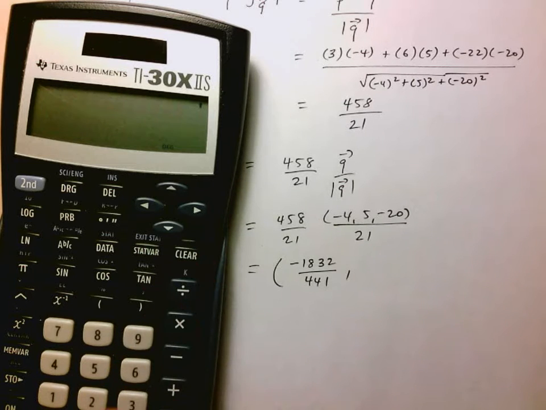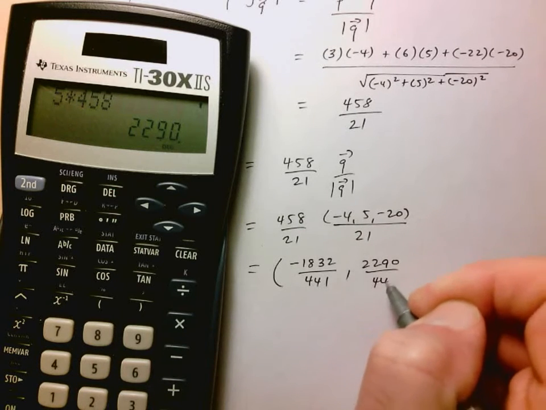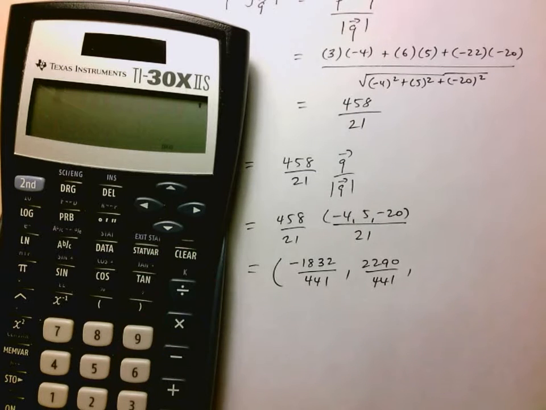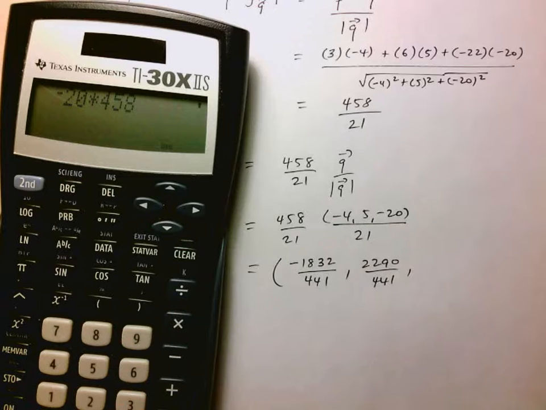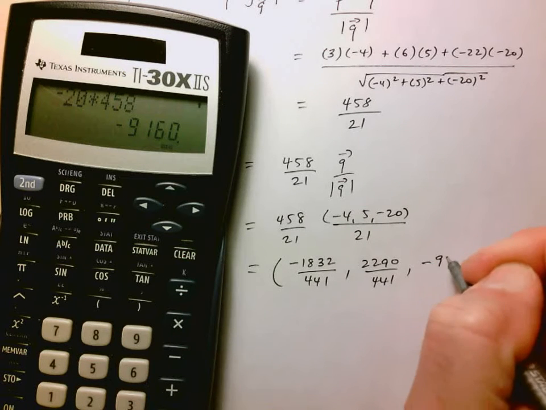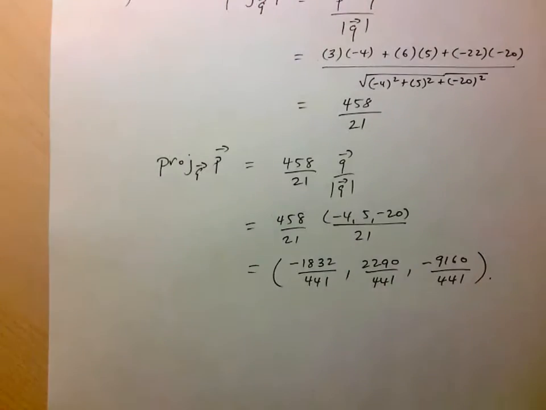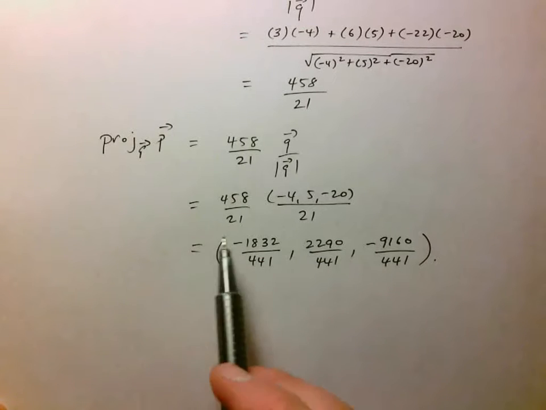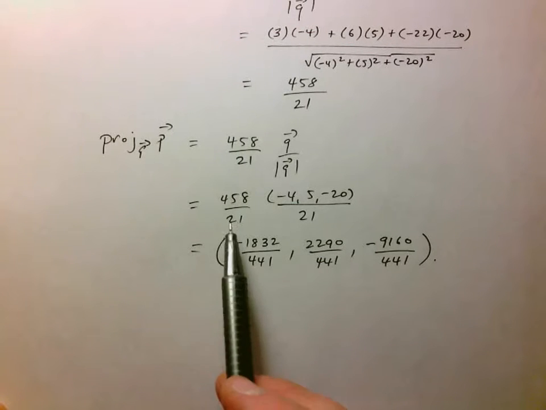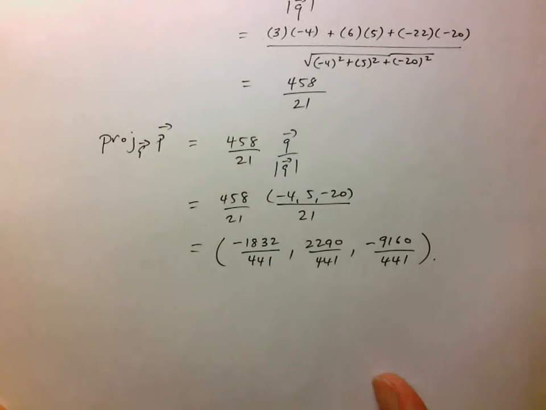Then we've got 5 times 458, which is 2290 over 441, and lastly we have -20 times 458, so -9160 over 441. Of course our final answer is a vector quantity. It's always preferable to multiply things in. Having said that, if you left this as 458 over 441 times that vector, that would be fine also.